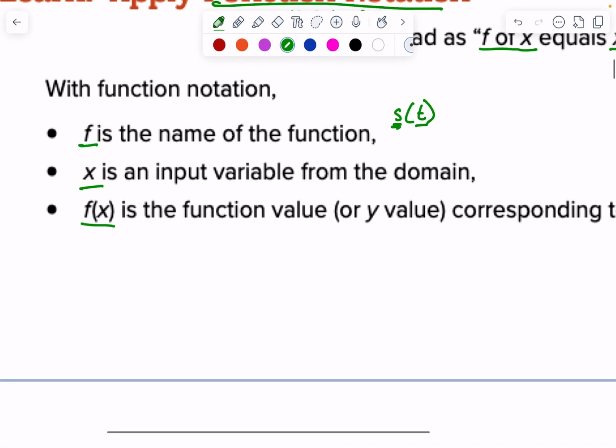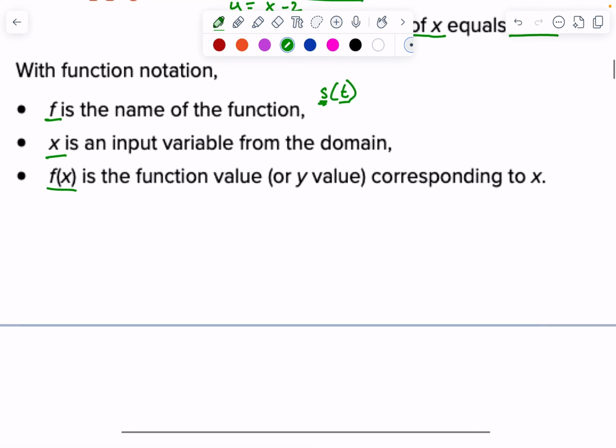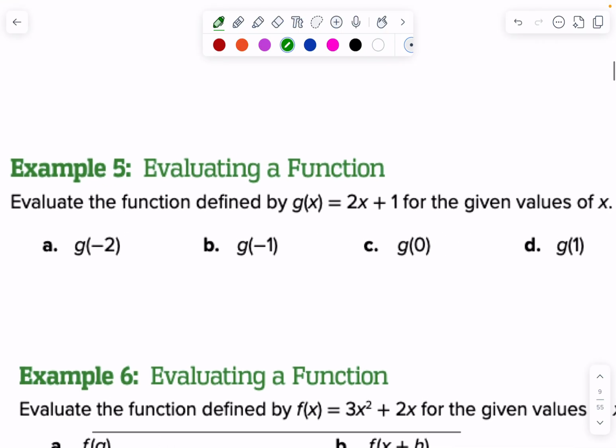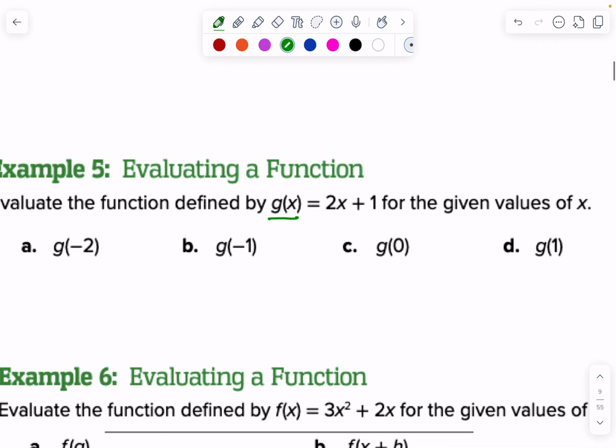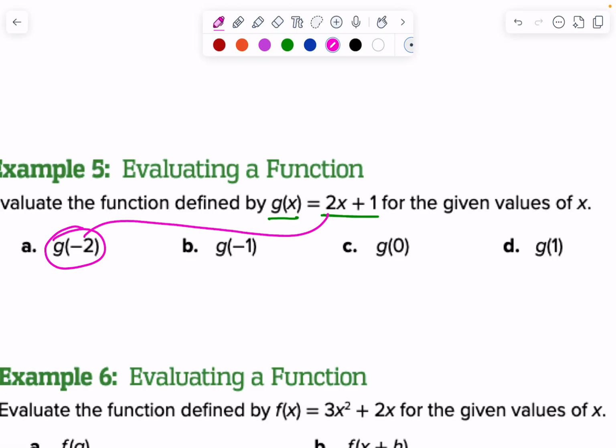X is the input variable, f of x is the y value, or the dependent variable, the output variable. So in function notation, they have a function here and they call it g of x, and it is 2x plus 1. When they ask for g of -2, all you're doing is plugging -2 in for x in that spot, right? We know this.